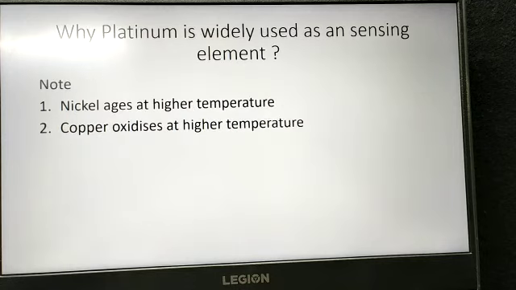Now there are two important notes. The first note is nickel ages at high temperature. The second point is copper oxidizes at high temperature. That's why we are not using nickel and copper at high temperature. There are some disadvantages of platinum also. The first disadvantage is that it has a higher cost.